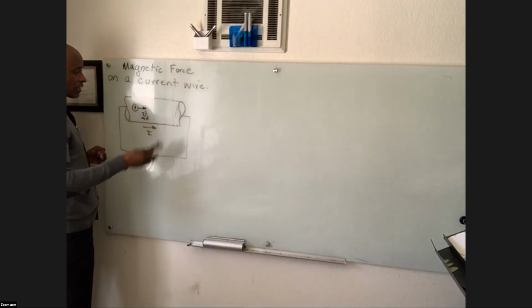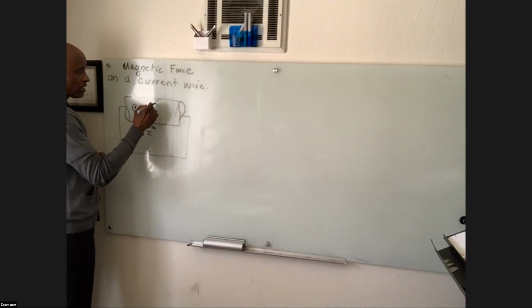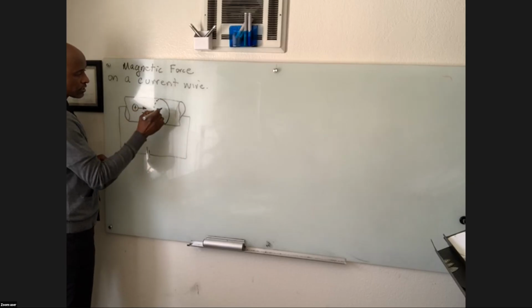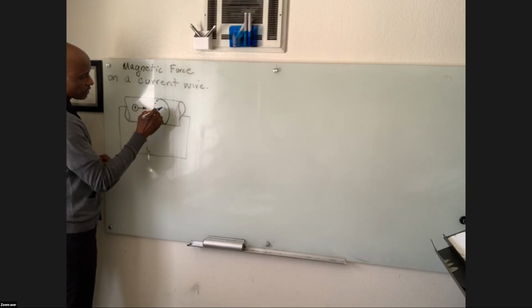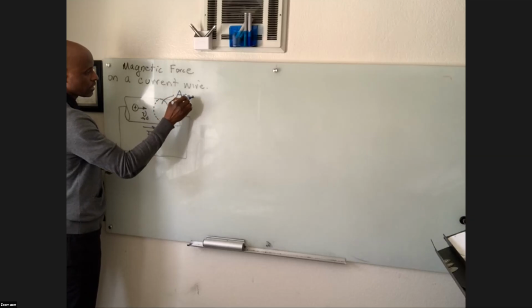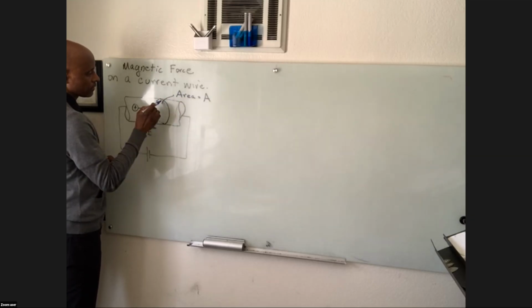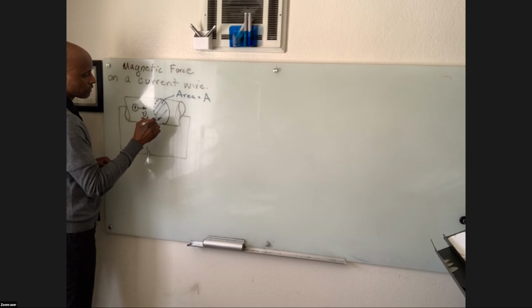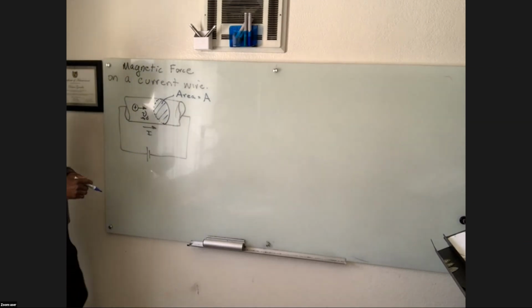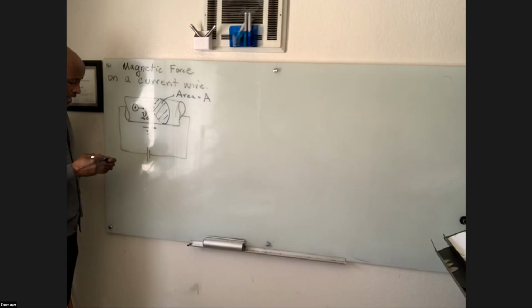Remember, that's how we define current in the first place: it's the number of charges that flow through a cross-section of the wire, where this cross-section has area A. Okay. Now let's say that the wire has length L.